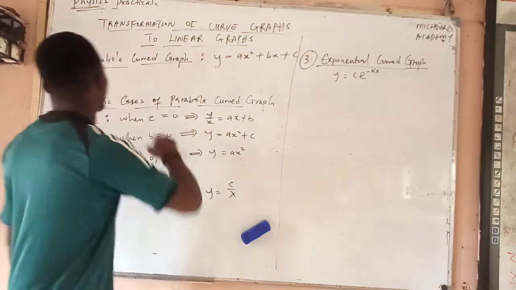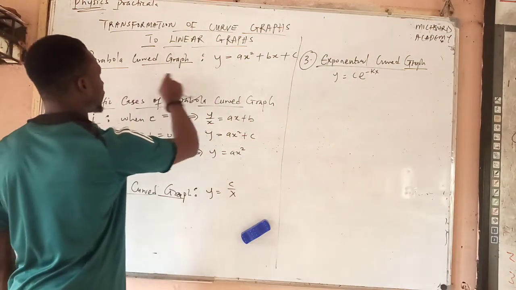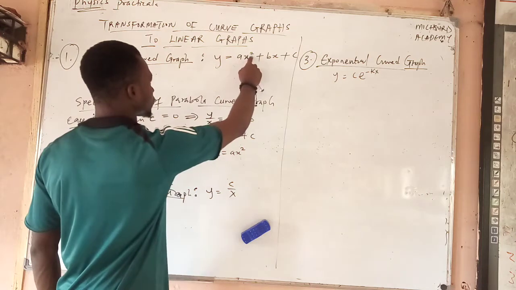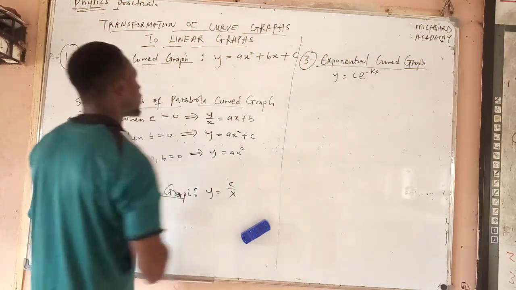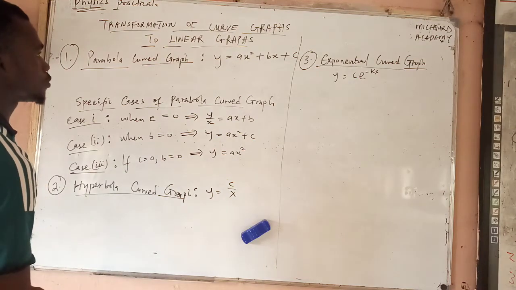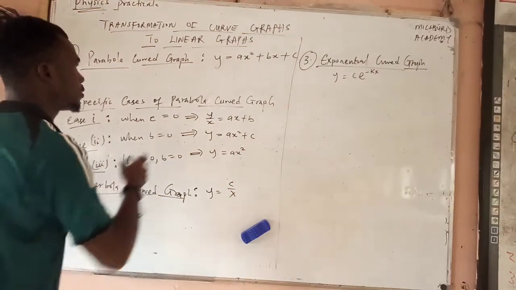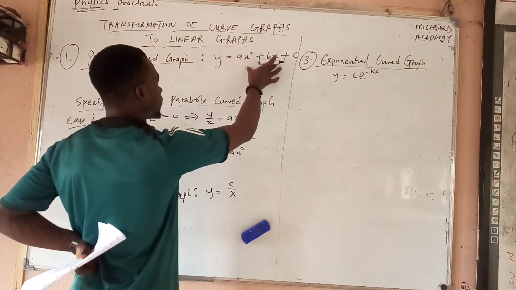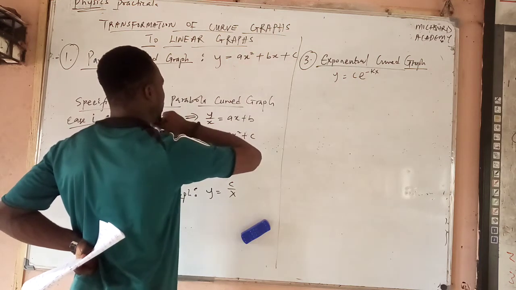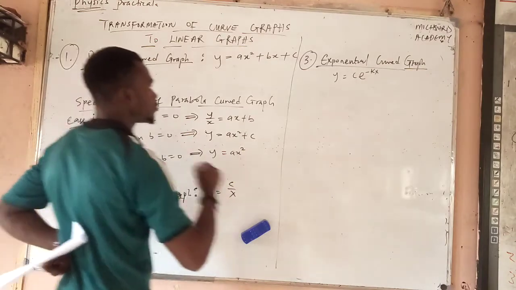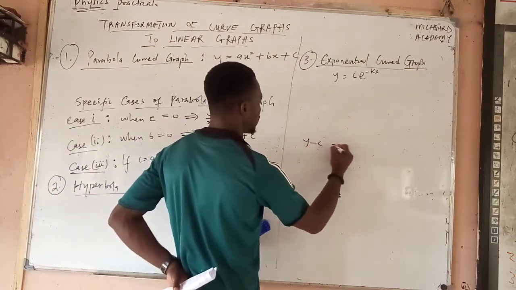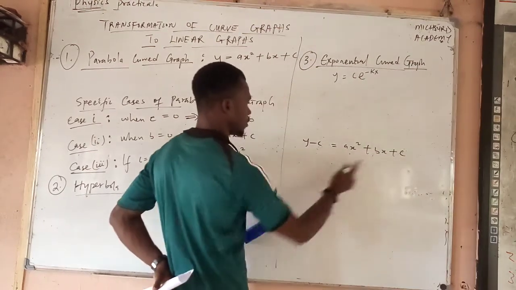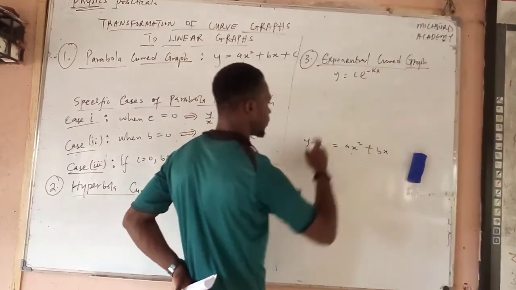Now, if we consider the first one, the parabola curve graph, we know that this is the form of the parabola curve graph, that y is equal to ax squared plus bx plus c. Now if we want to do this transformation, we can decide to move this c over to this side. Then simplify these variables that we have here, x. So if we do that, we are going to have y minus c is equal to ax squared plus bx. We don't write the c again because we have moved it over to this side, right?